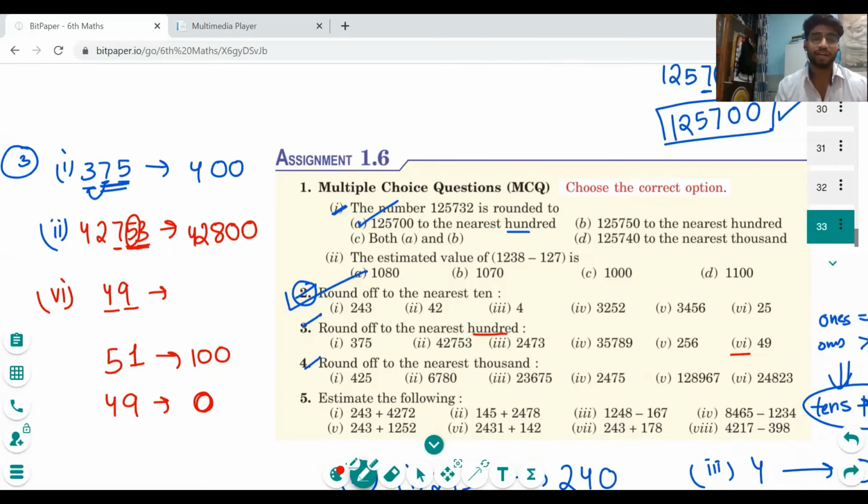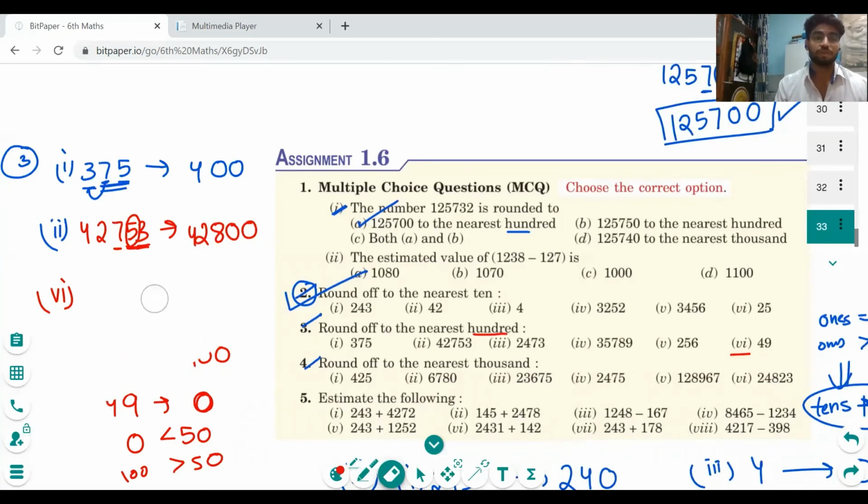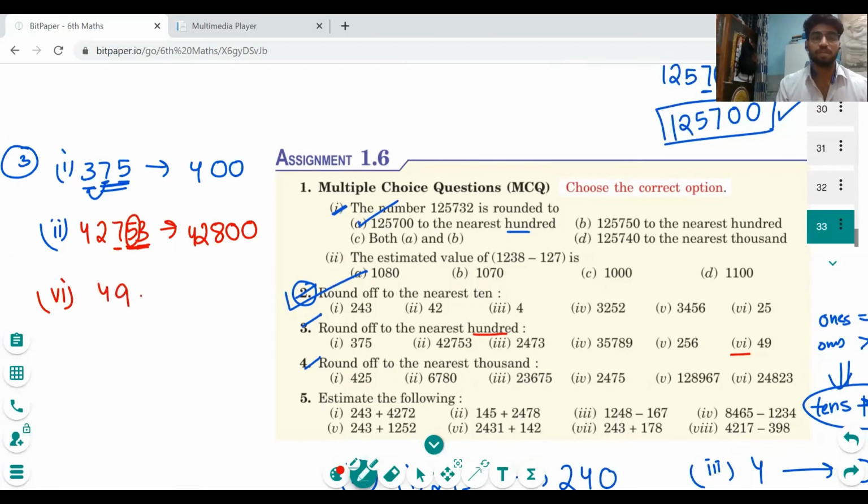Or you may understand it this way: if it is less than 50, you round it off to 0. If it is greater than 50, you round it off to 100. Okay, that is another way when you don't have a 100 place, only ones and tens. So 49 will be 0. Yes, this is also done. You may try these ones on your own.